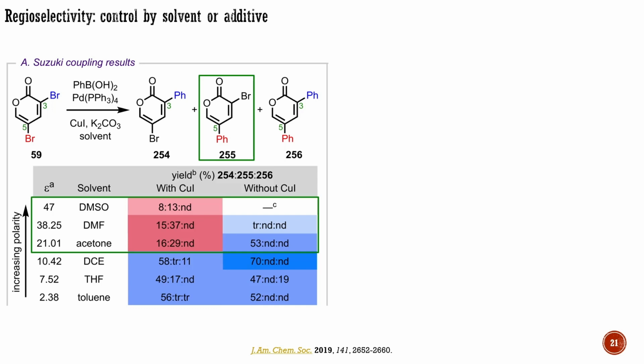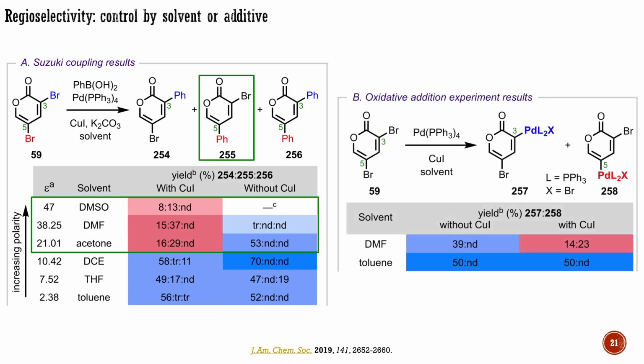Notably, the C5 coupled product was observed only in the presence of copper iodide, and conducting the reaction in the absence of copper iodide exclusively generated the C3 coupled product. Control experiments on the oxidative addition of palladium to 3,5-dibromopyrrone were consistent with the Suzuki coupling results. The C3 palladium complex was formed in nonpolar solvents like toluene, irrespective of whether copper iodide was added. In polar solvents like DMF, the C5 palladium complex was formed only in the presence of copper iodide.